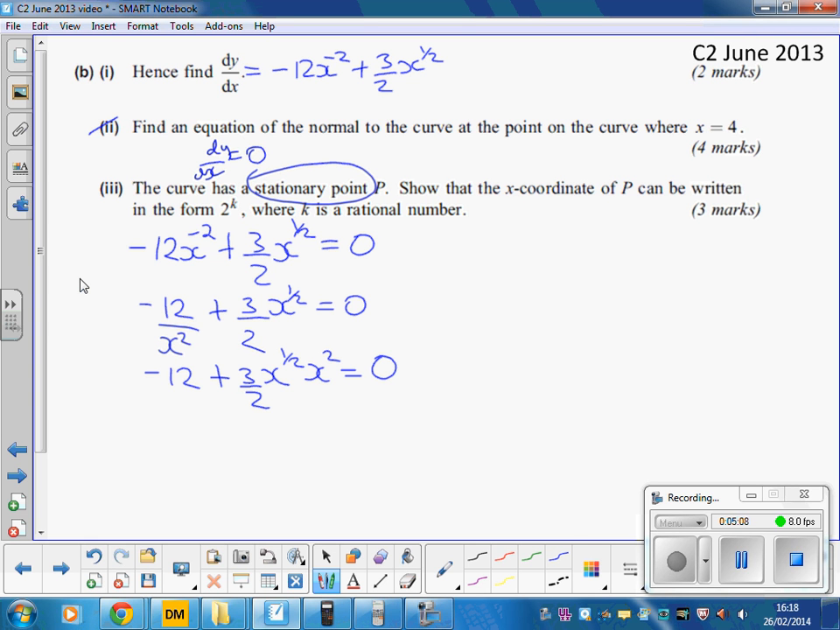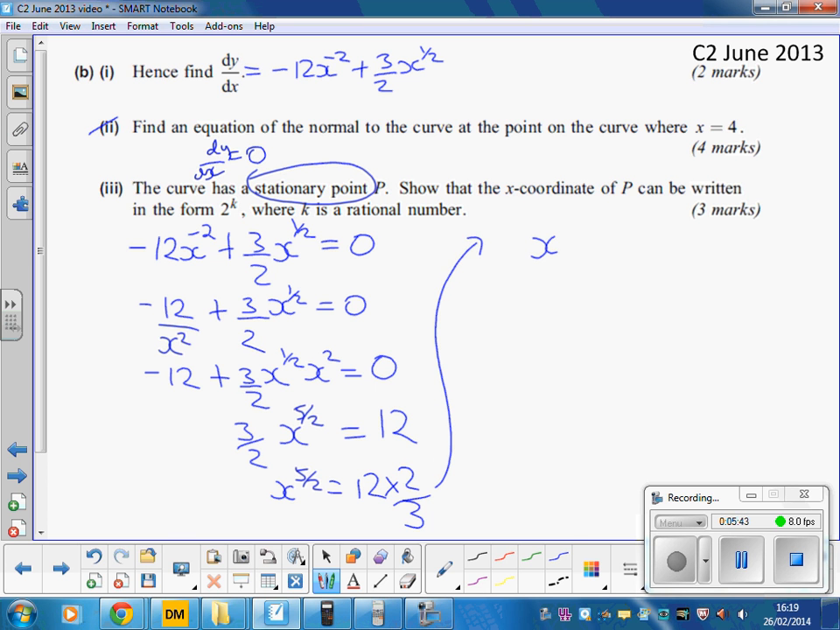Now I've done that, I can see I can move negative 12 to the other side. And then here I've got 3 over 2, I've got x to the half times x squared. We've seen before when you've got x to the half times x squared, that's x to the 5 over 2. Okay, so now we've got x to the 5 over 2, and this was times 3 over 2. So that's the same as having 12 times 2 divided by 3. So we can get to x to the 5 over 2 equals 8.